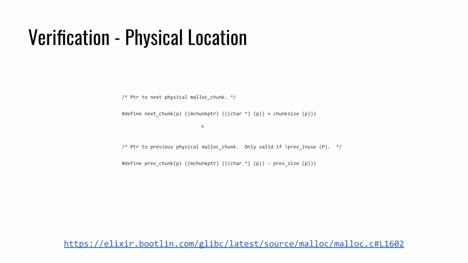So we said that we can find the next physical chunk by taking the address of the current chunk and adding the chunk size. Well, can we find the previous chunk? The previous chunk is defined as the beginning of the current chunk minus the previous size. But remember, the previous size is only valid if the previous chunk is not in use, if it's currently free. And how do we know if the previous chunk is currently free? It is in the least significant bits of the current chunk size.